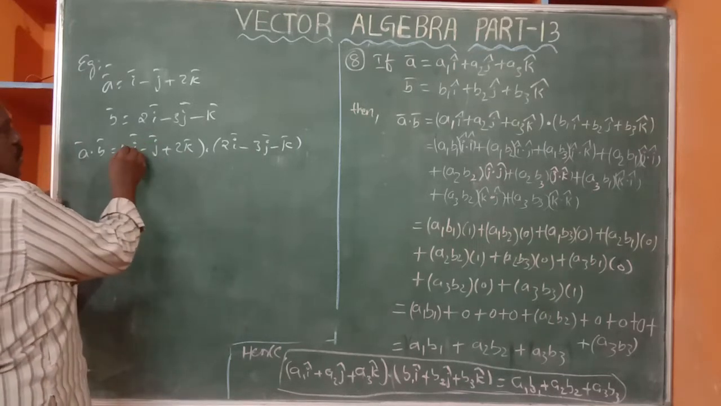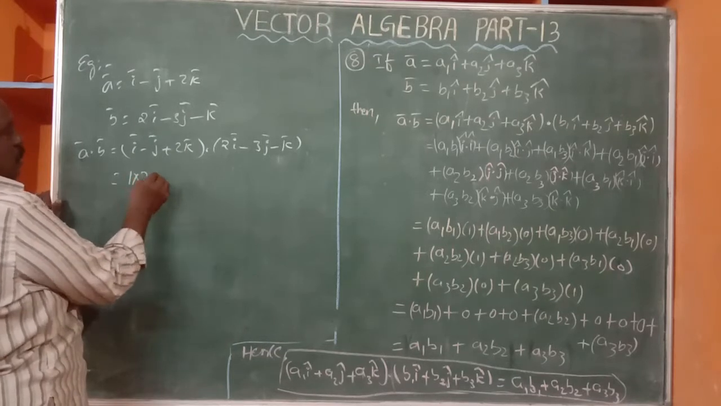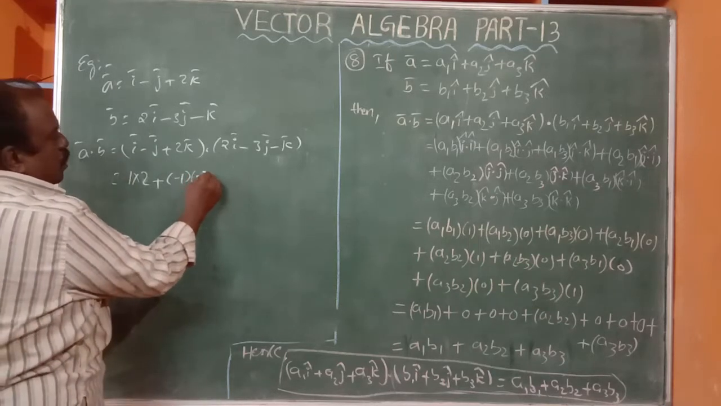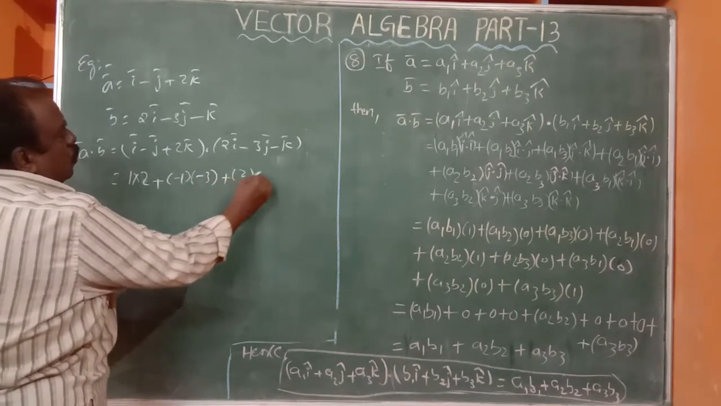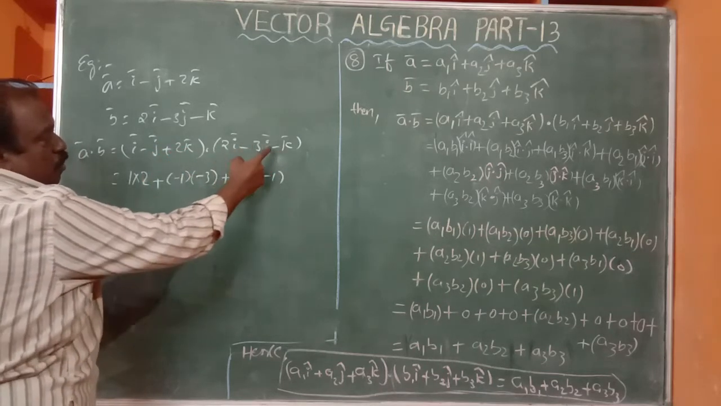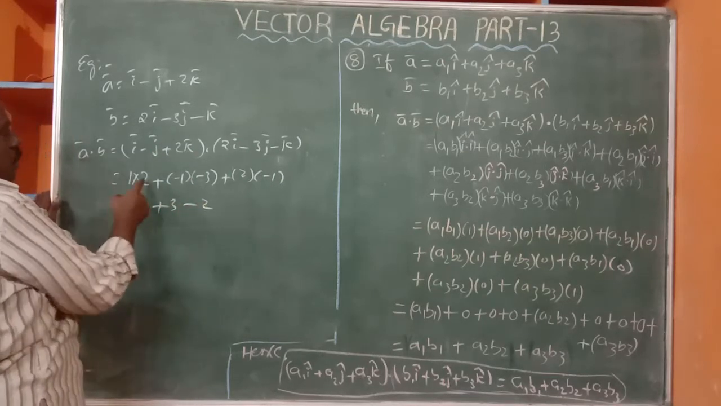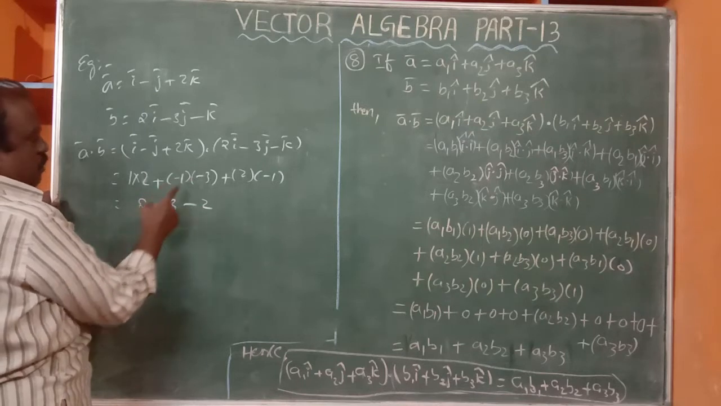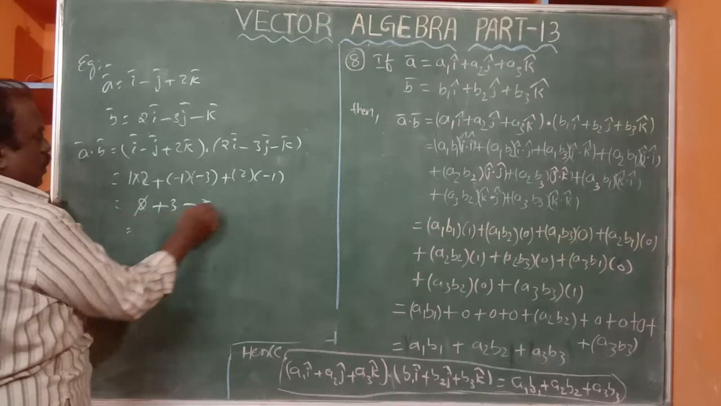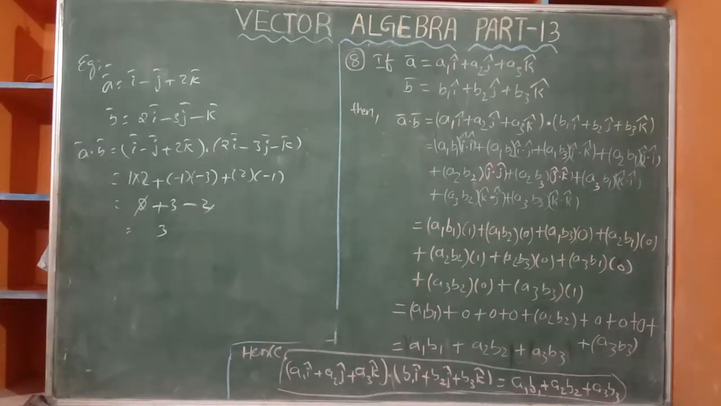i dot i means here it is 1 into 2, plus next, the j coefficient is minus 1 into minus 3, plus 2 into minus 1. Here the k coefficient is 2, here it is minus 1. Don't forget the minus. So 2 plus 3 minus 2. 1 into 2 is 2, minus into minus plus 1 into 3 is 3, 2 into minus 1 is minus 2. So it cancels, we get 3. Now like that we have to solve.